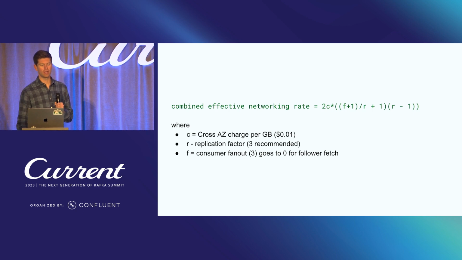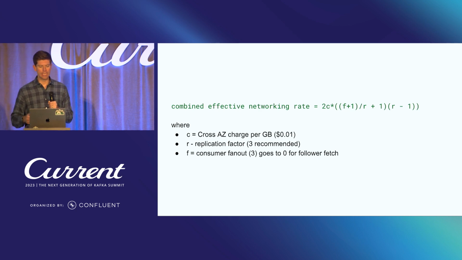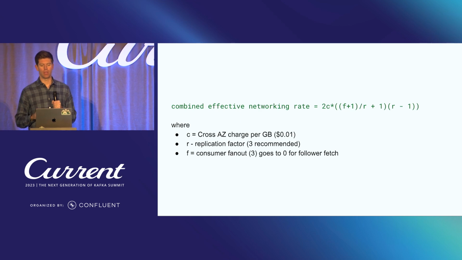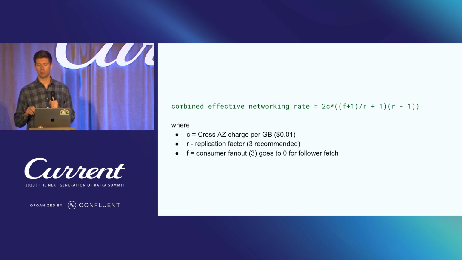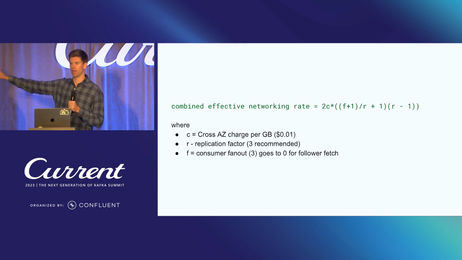This was kind of fun. I described this to someone who is clearly a math major, and he emailed me this back. So he combined a bunch of terms and made it very simple. So your combined effective network rate is 2C times a bunch of stuff, where C is your cross-AZ charge, which is 1 cent. Then your replication factor, I recommend using 3. And then your consumer fan out, and then we'll talk about follower fetching a little bit, but that's a cool little thing where it goes to 0. But anyway, that's a very simplified version of it.